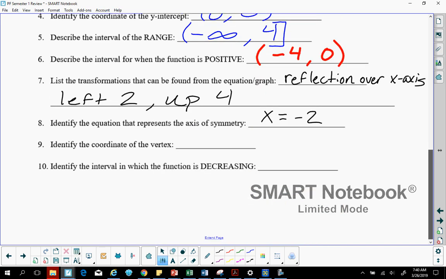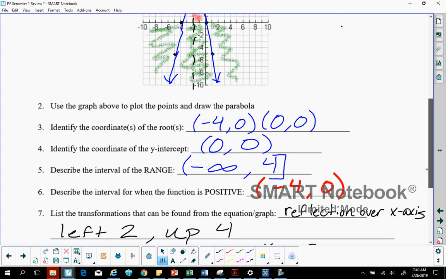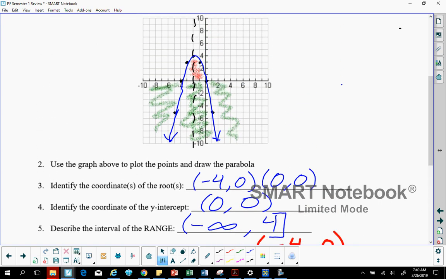So what's the coordinate of the vertex? -2, 4. You can look for the vertex in your table, or the point where the bounce is, or the top or bottom of your graph, whichever way helps you the best, but you have all those methods now that you've got them. So identify the interval where it's decreasing.